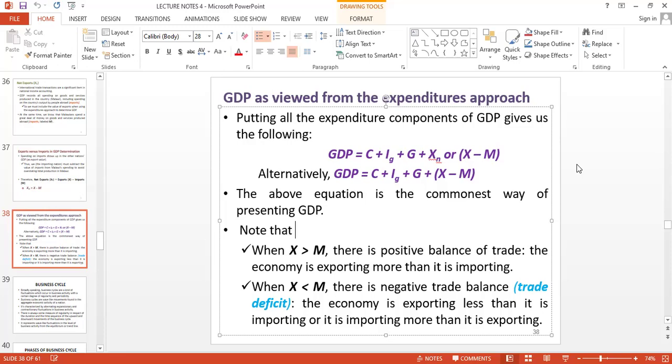it means you have a trade surplus, and it also shows that you will have good foreign exchange reserves.